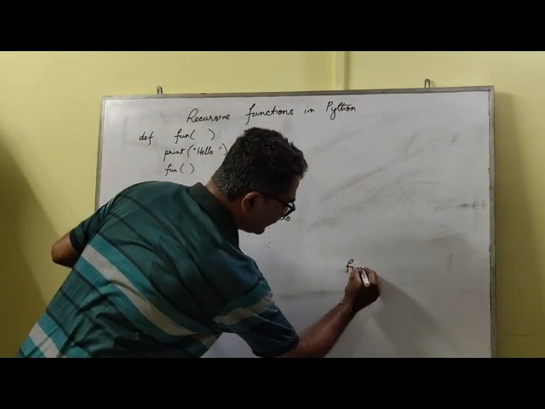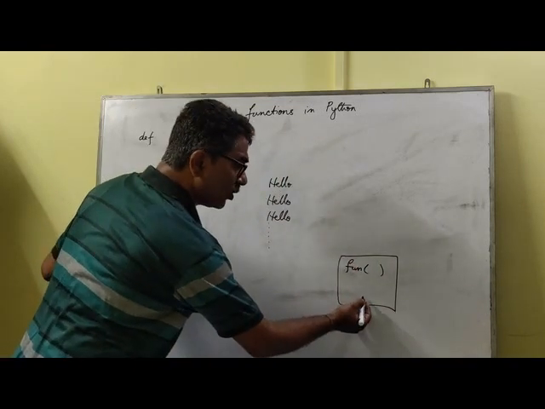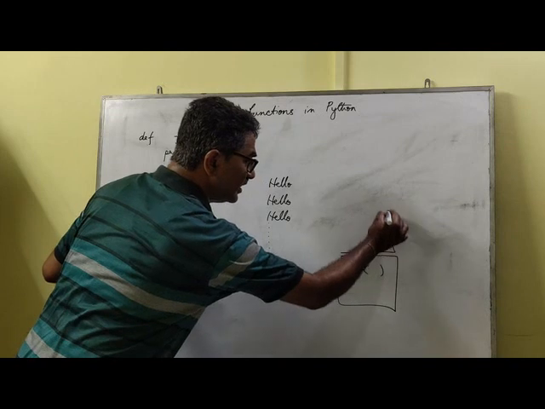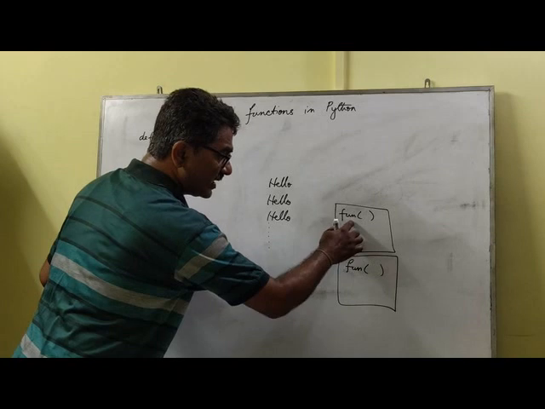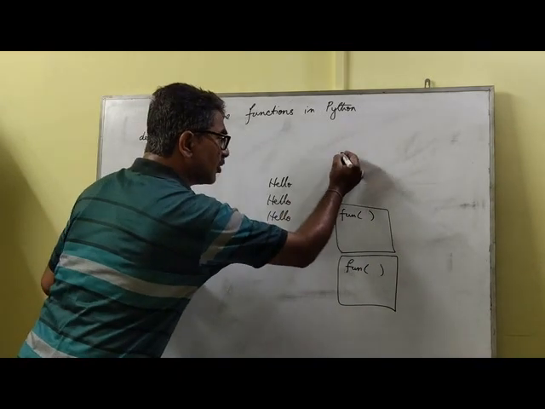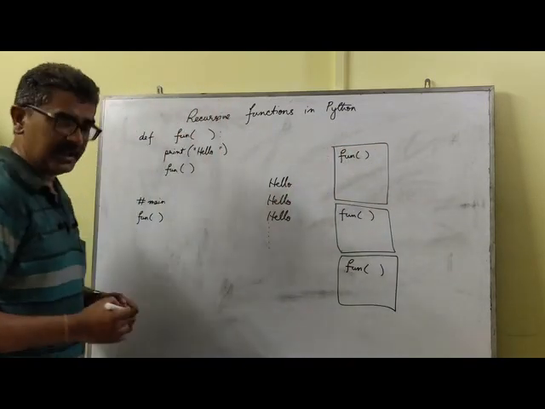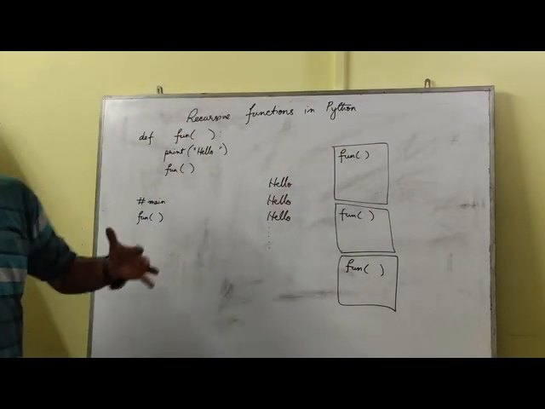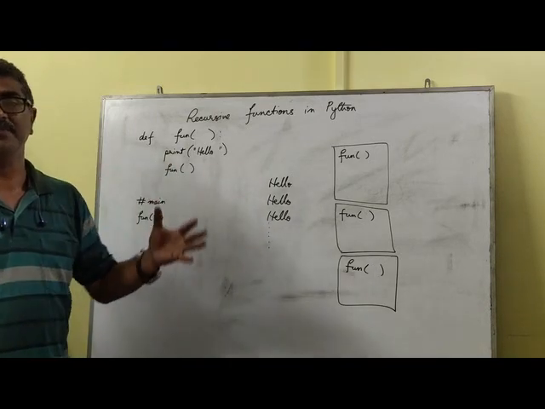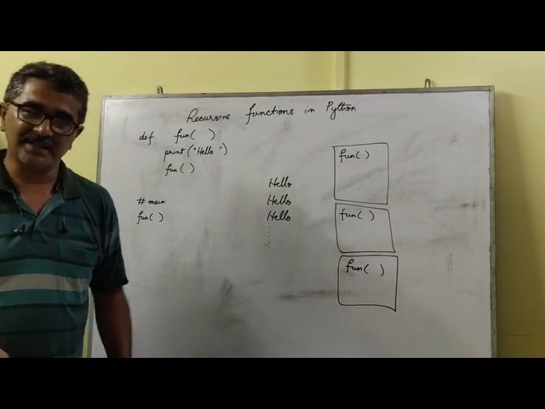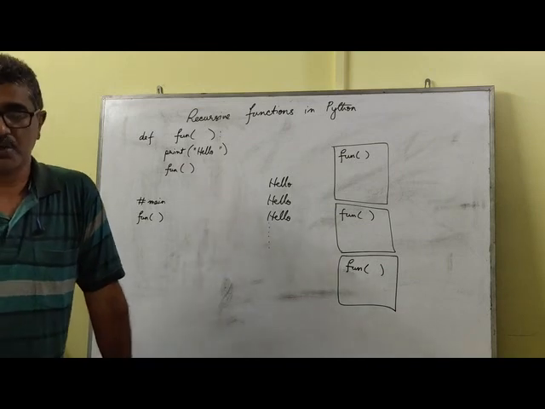So fun is there. This is a part of the memory where the fun function resides. Once again, I make a call to this fun function, so once again the fun function resides in the memory. And before this function ends, once again I make a call to the fun function. This might look like it's going to continue infinitely, but in a computer the memory is always limited. So you will naturally come to a situation where the memory is going to get filled up. That is why Python puts a check that the number of recursive depths should be controlled.